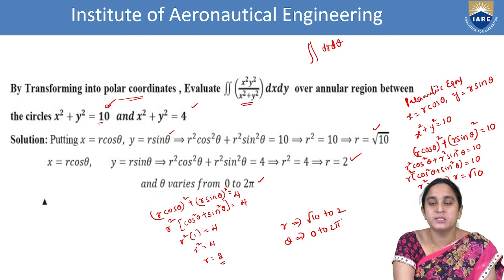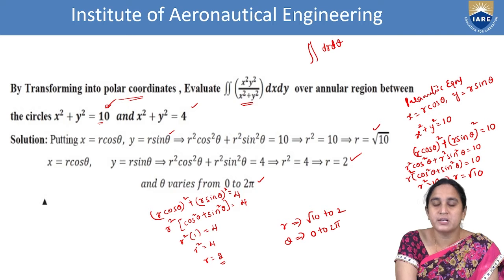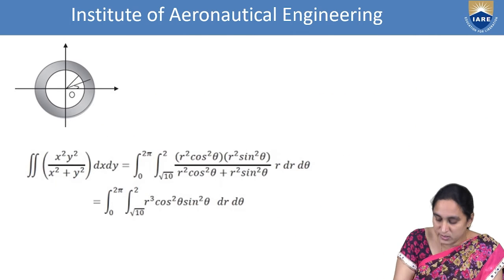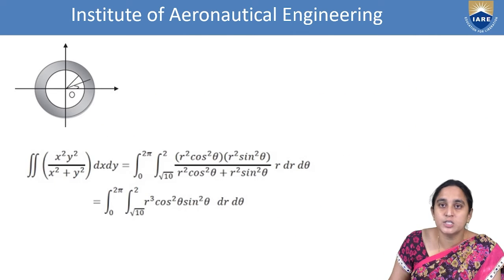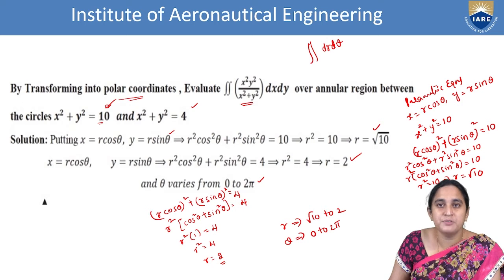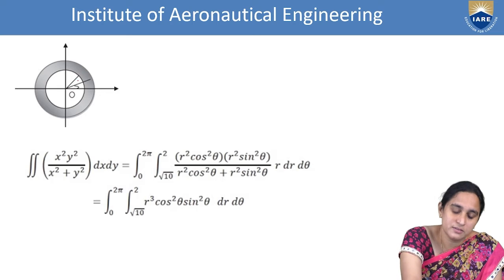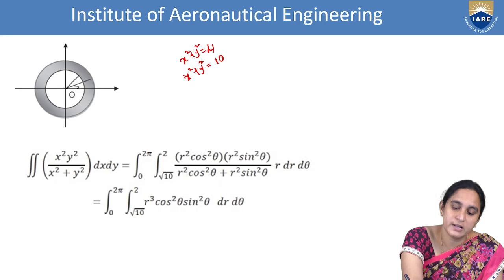Now I'm substituting these limits, and after that I'll convert the function into polar coordinates. After that I'll integrate with respect to r and theta. Next, observe the diagram for the two circles. The diagram is not compulsory, but I'm generally using it. One circle is x square plus y square is equal to 4 and another circle is x square plus y square is equal to 10. From that, radius r is equal to root 10 and r is equal to 2.